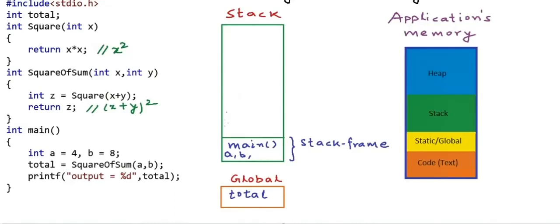Now when main calls the square of sum method, let's write the shortcut SOS for square of sum, then a stack frame is allocated for the call to square of sum. All these local variables x, y, z will sit in this particular stack frame. Now square of sum calls square. Let's again put a shortcut here for square. So another stack frame for square, and it will have its own local variables.